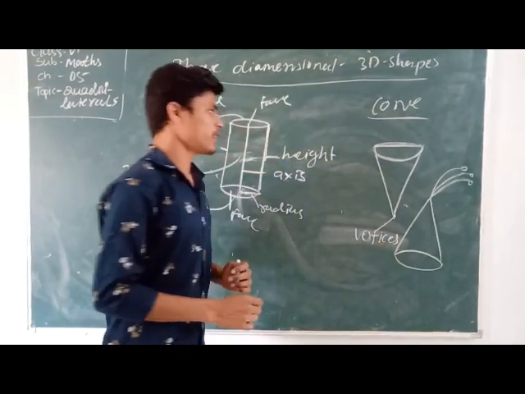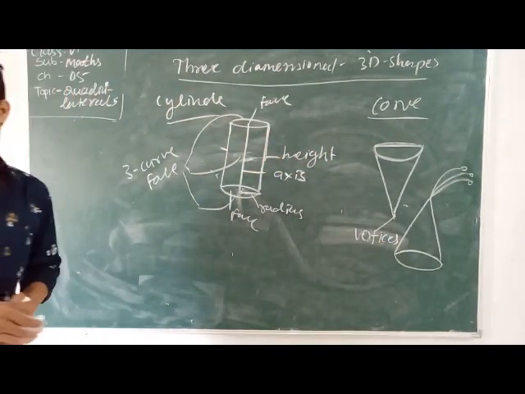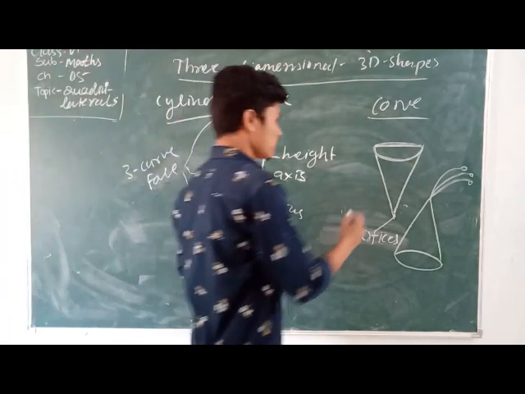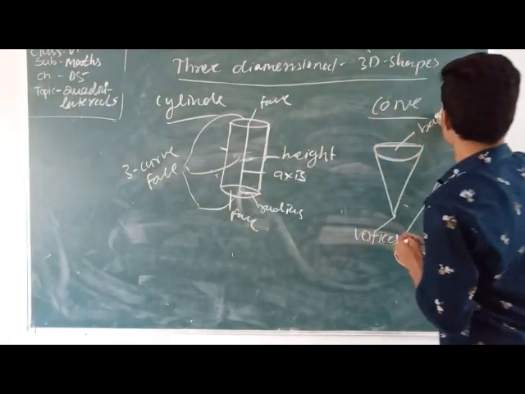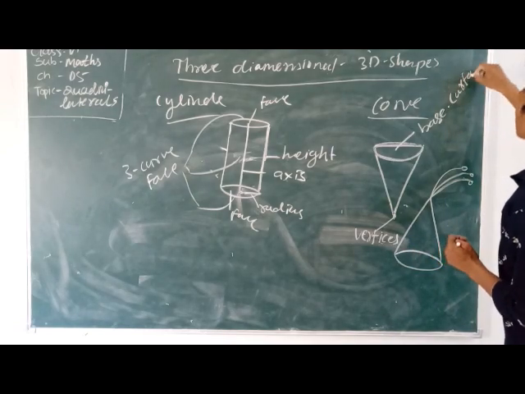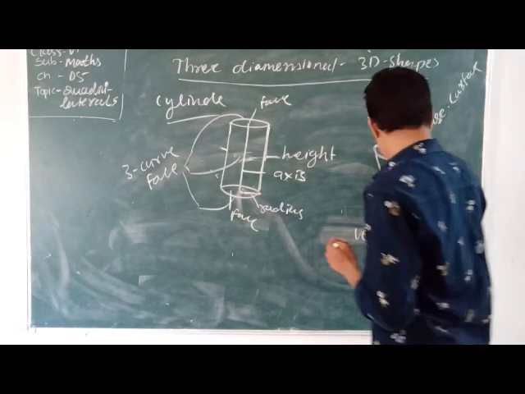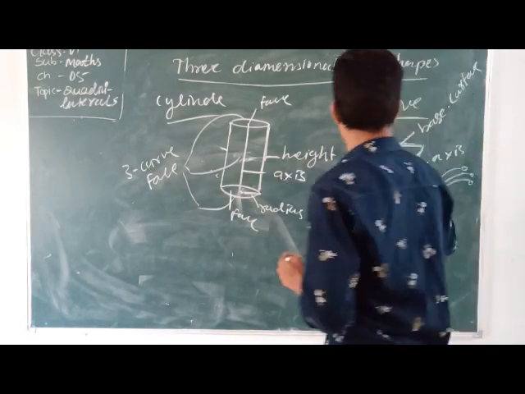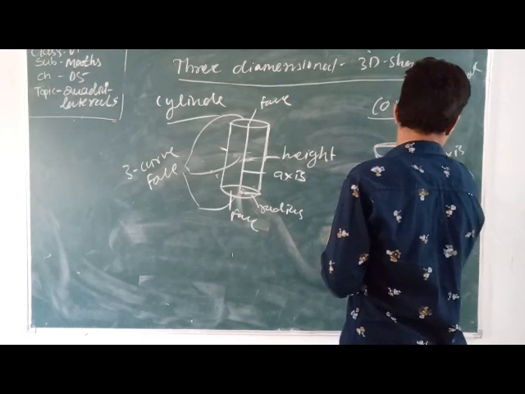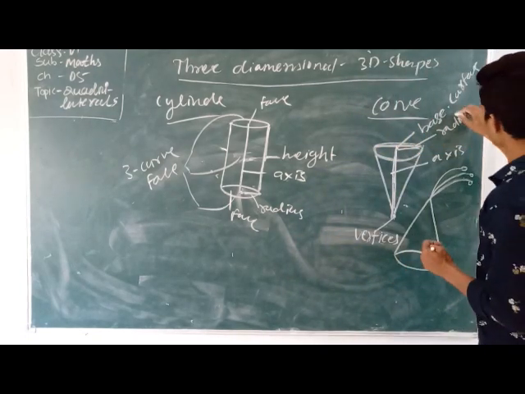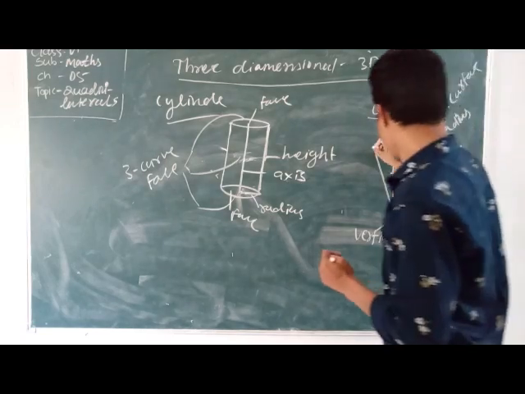Vertex. Okay. And how many faces are there? An axis is there. One base. Then it is a base or a face. Okay, then here also an axis is there. This is the axis. Here also radius. Radius, axis, vertex, and curved face.